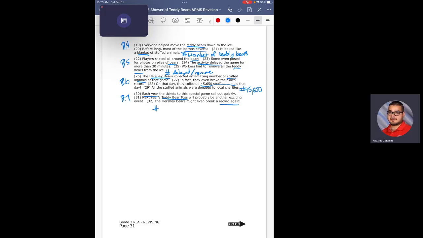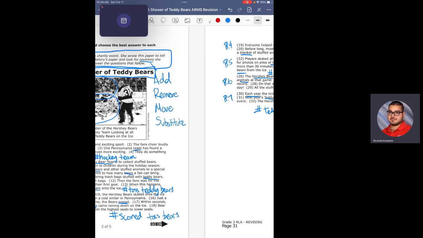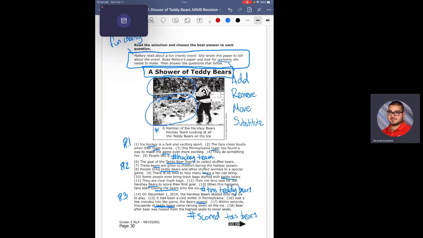So hashtag, I feel that this is a good conclusion because they repeat their central idea, which is teddy bear toss. My paragraph 1, my introductory paragraph, the image here talked about a fun charity that a hockey team hosts, which is called a shower of teddy bears. And that's basically our central idea, guys. We can get our central idea from the first paragraph, but let's look at the supporting details.